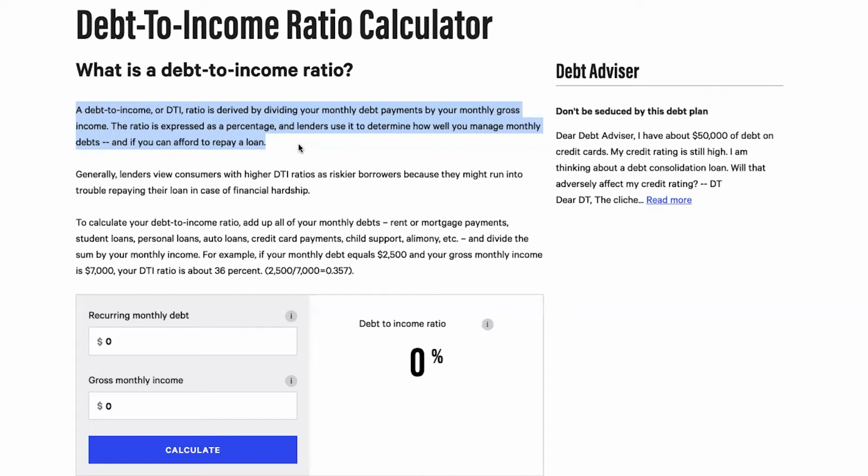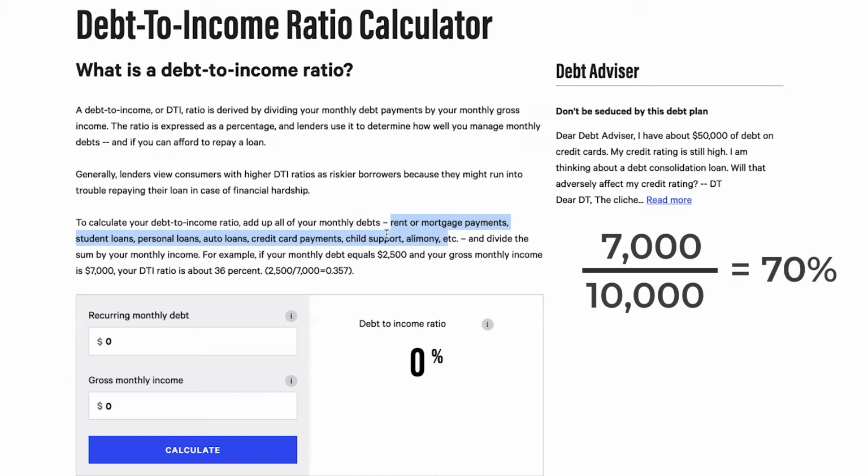Let's say you're receiving $1,000 a month gross in income. Just to make the math easy. Well, let's say 10,000. That's more reasonable, right? Let's say you're making $10,000 a month in gross income from your 9 to 5, but let's say 7,000 is going out towards your debt payments, covering things such as rent, mortgages, student loans, personal loans, auto loans, credit card payments, child support, alimony, all of these things. Then in that scenario, 7,000 divided by 10,000, that's a 70% DTI, which is extremely high.